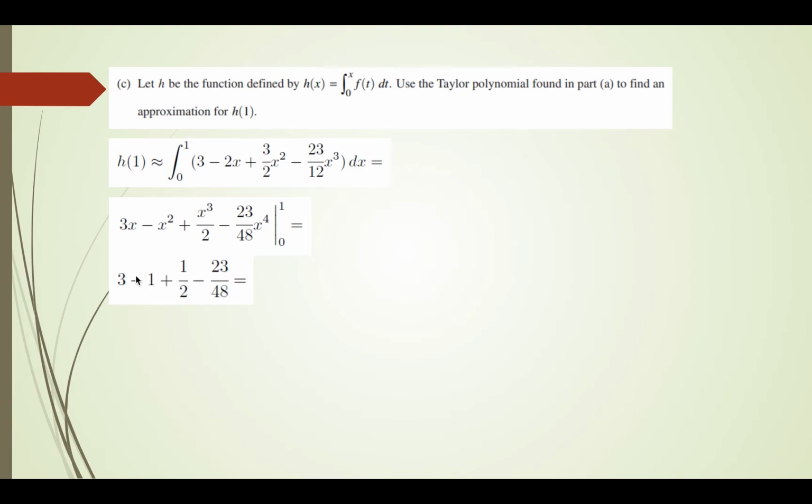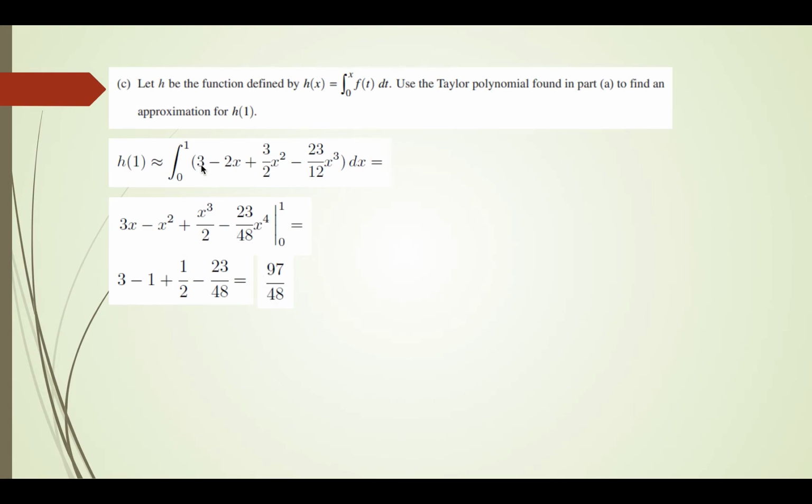So of course 3 minus 1 is 2, and 2 plus 1/2 is going to give you 2.5 or 5 halves. And you don't have to simplify this down all the way because technically this is an approximation. That is the answer. But it's not too hard to clean these fractions up. And if you do, you're going to get 97/48. Now, really important here, this is not h of 1. This is just an approximation.